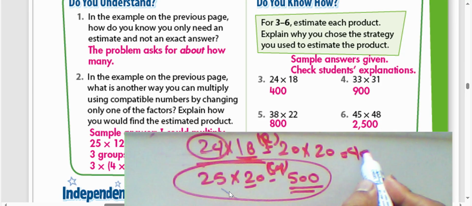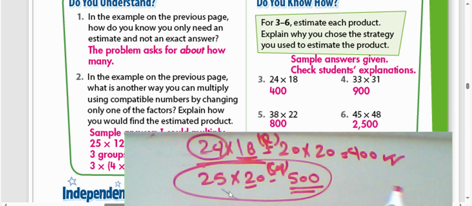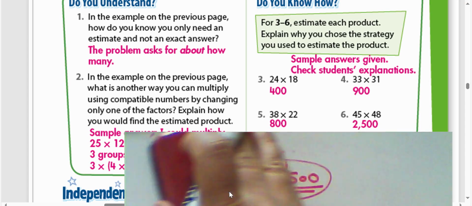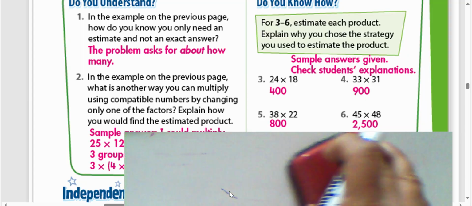The answer here will be 400 by the first strategy, and by the second strategy, if you round the numbers, the result will be 400. Or if you use compatible numbers, product 24 nearest to 25 and 18 nearest to 20, then the product between them equals 500. Okay, you can find the answer by any strategy you like.